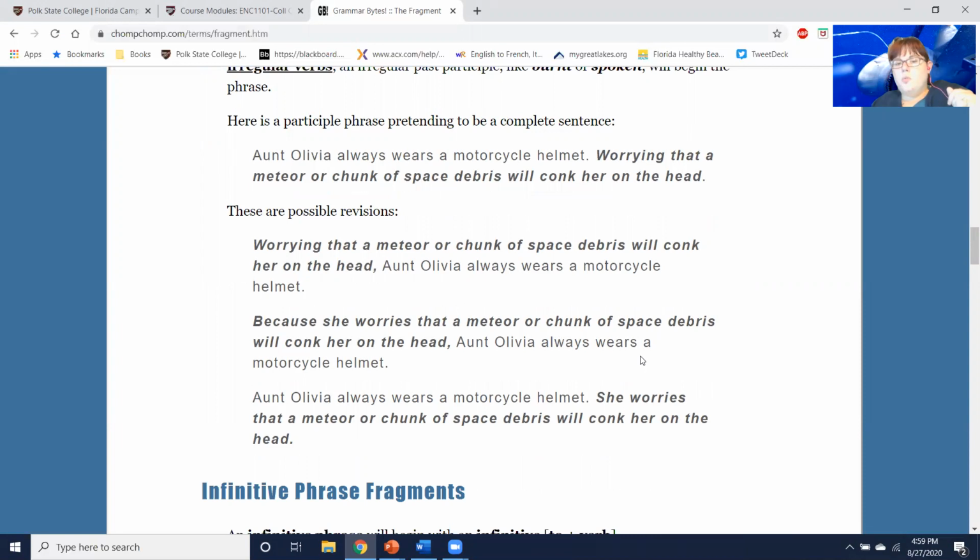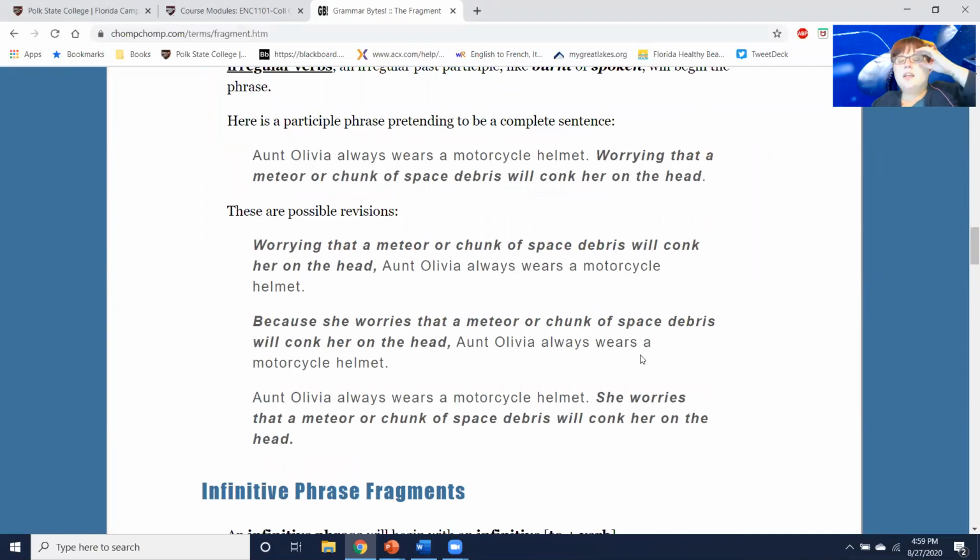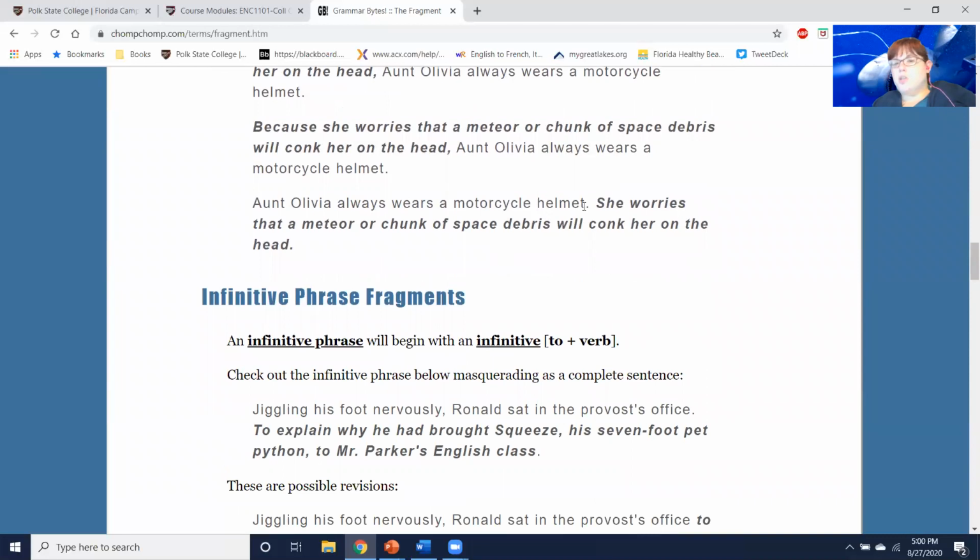Because is another one of those words that is just like that. That is a participle phrase in that it can be used to start a sentence if it is used correctly. If you think about it, we can do Aunt Olivia always wears a motorcycle helmet because she worries that a meteor or chunk of space debris will conk her on the head. That's how we've traditionally been taught to write our sentences, because we want to make sure that we're not leaving it as a fragment. But if you start a sentence with because and you have that comma separating it from the main independent clause, you can start a sentence with because. You could also just change it into another sentence.